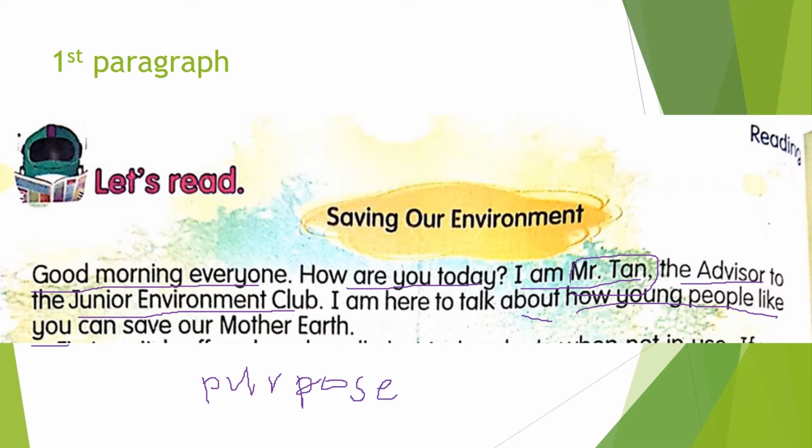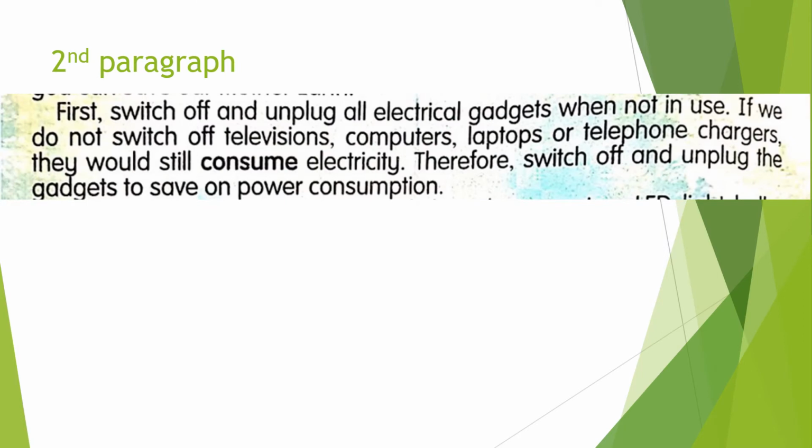Young people like you. You are young, right? 12 years old. You are young. How young people like you can save our Mother Earth. What do we want to save? Our Mother Earth. Nak selamatkan bumi kita. Any other words that you don't understand here? I think you understand fairly well. It's fairly simple. Penasihat Kelab Sains bercakap tentang bagaimana orang muda boleh selamatkan Mother Earth, bumi kita. Okay, move on to the second paragraph.